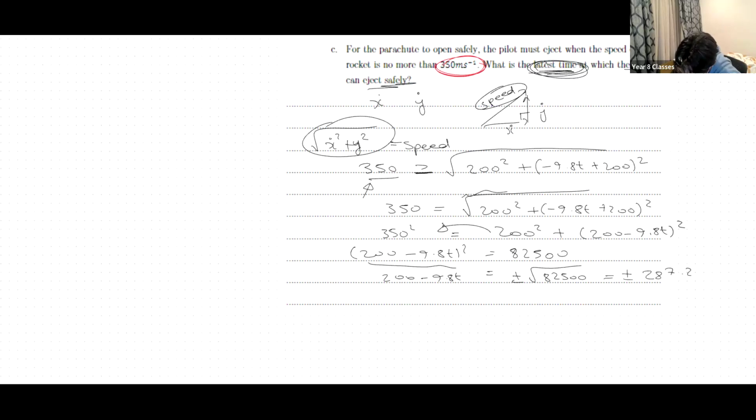Okay, and then you solve your two cases. So first case, we'll take the positive 287.23.